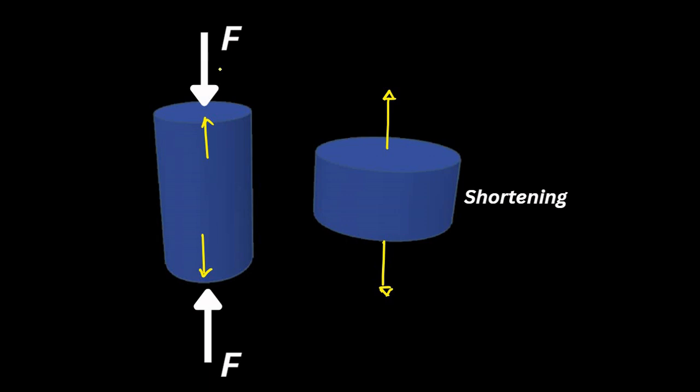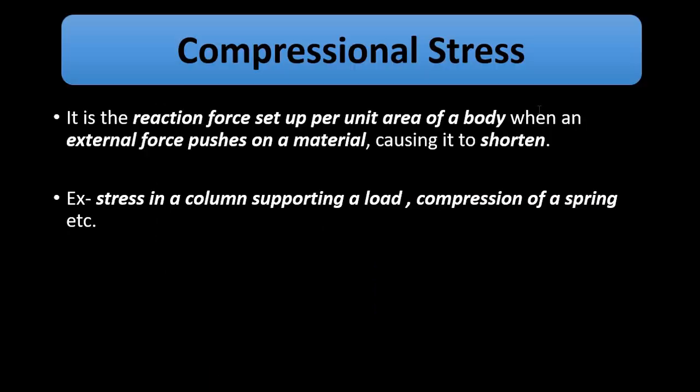Okay, again this force acting per unit area. Again, the restoring force and the externally applied force, they are the same in terms of magnitude. So the stress is force by area, cross-sectional area. Whether you write externally applied force by area or reaction force by area, it is the same. So this is compressional stress.